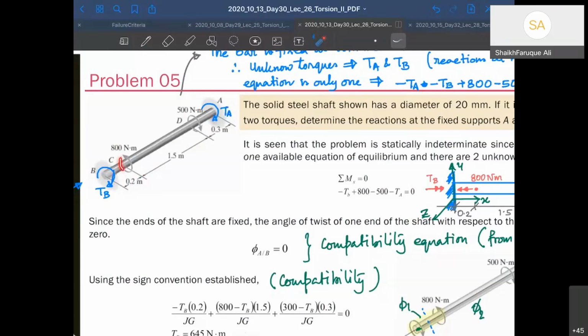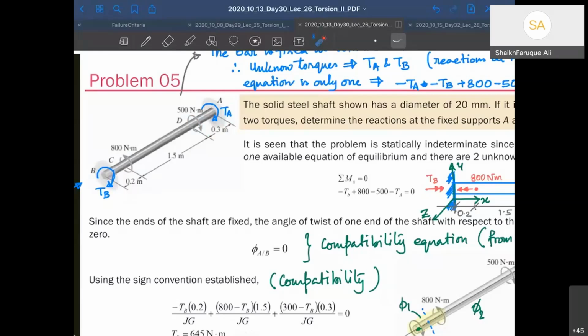One is here, 800 Newton meter at C, which is 0.2 meter distant from B, and then we have another torque here at D, which is 0.3 meter distant from A. Look at it. Now, as we always do, we have to solve for the twist. So we have to plot the twist diagram, the deformation diagram.